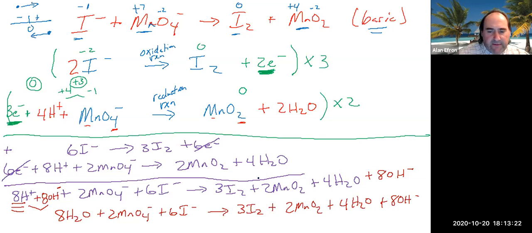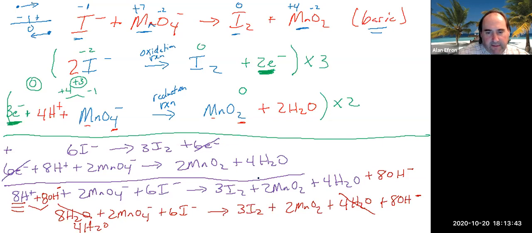Now, usually in this case, when you add the OH minus at the end, you will have some waters to clean up, plus sometimes some other things. So 4 waters on the right will reduce my waters to 4 on the left. And at that point, we should be balanced.